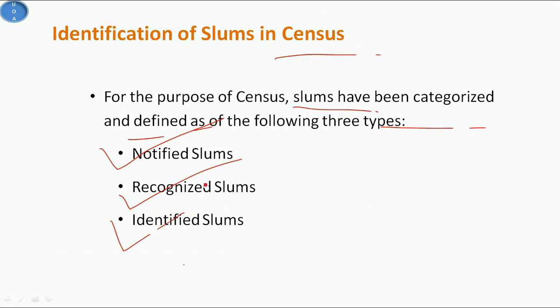And the third type is the identified slums. Identified slums are a compact area of at least 300 population or about 60 to 70 households of poorly built congested tenements in an unhygienic environment, usually with inadequate infrastructure and lacking in proper sanitary and drinking water facilities.